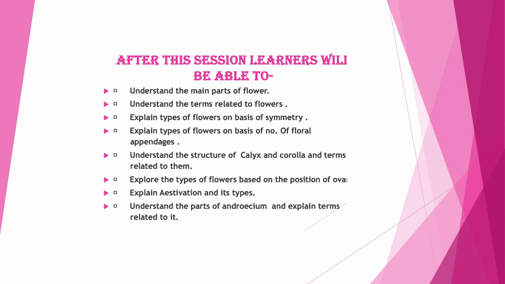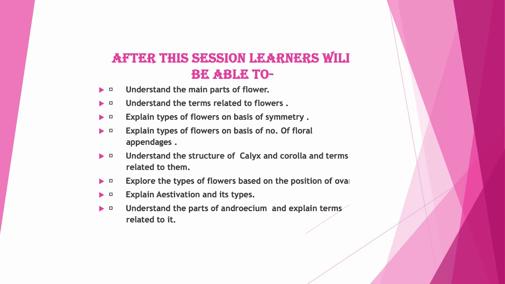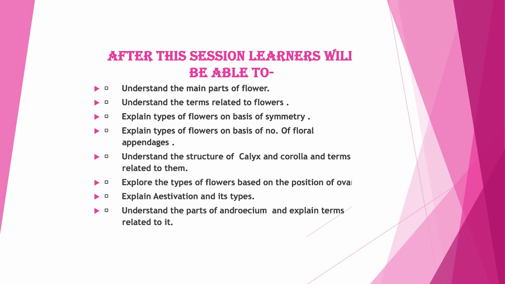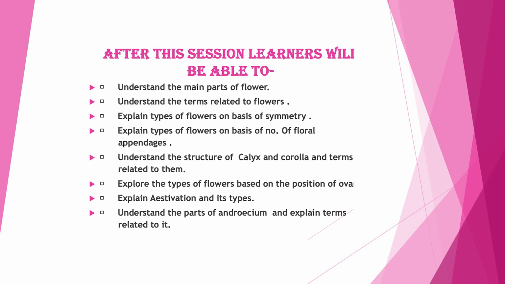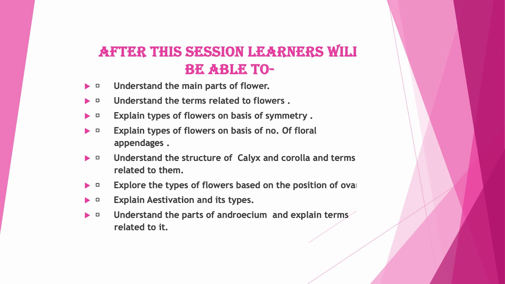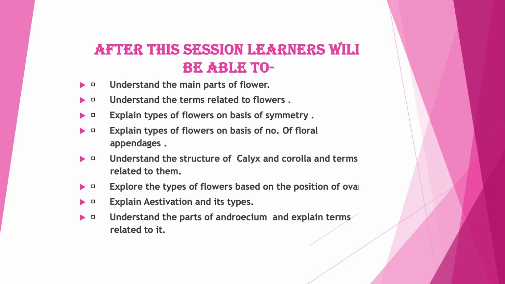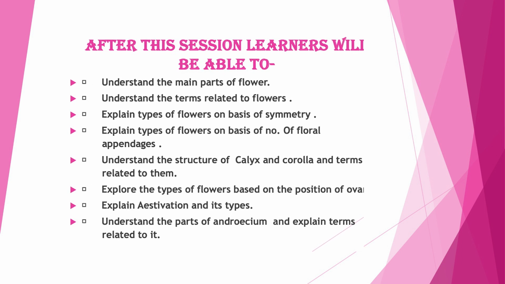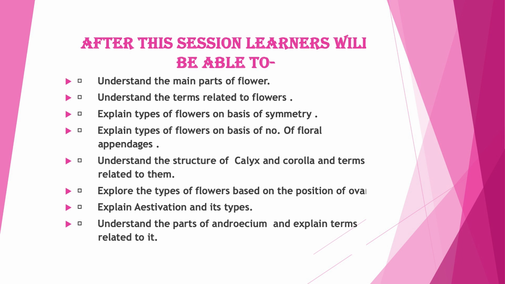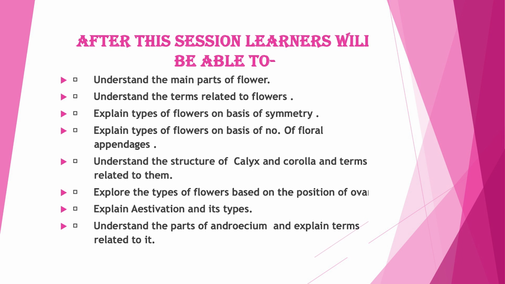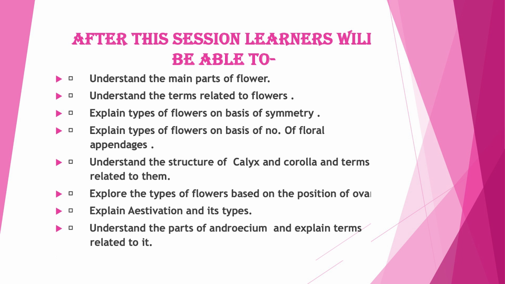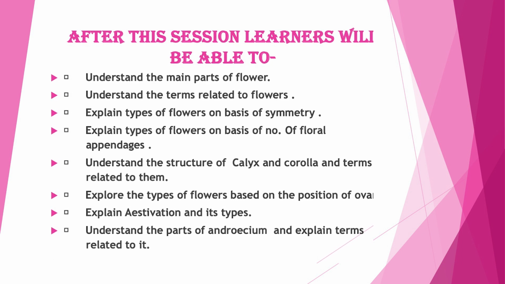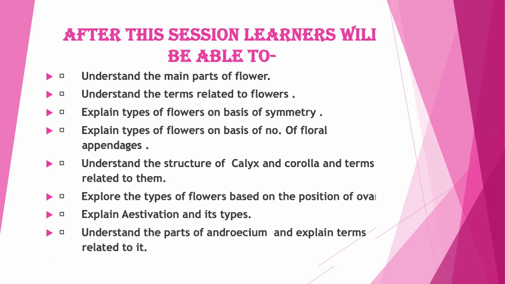After this session, you will be able to understand the main parts of flower, describe terms related to flowers, explain types of flowers on the basis of their symmetry, identify flowers on the basis of number of the floral appendages, understand the structure of calyx and corolla and terms related to them, explain estivation and its types, recognize the types of flowers based on position of their ovary, understand the parts of androecium and explain scientific terms related to it. So let us proceed for today's session.